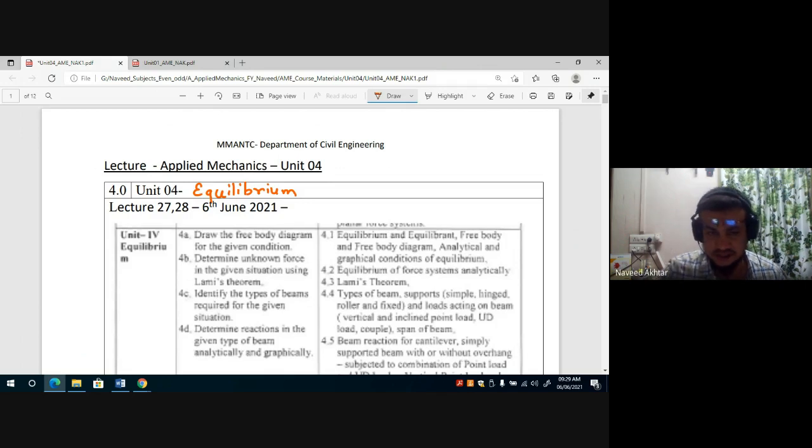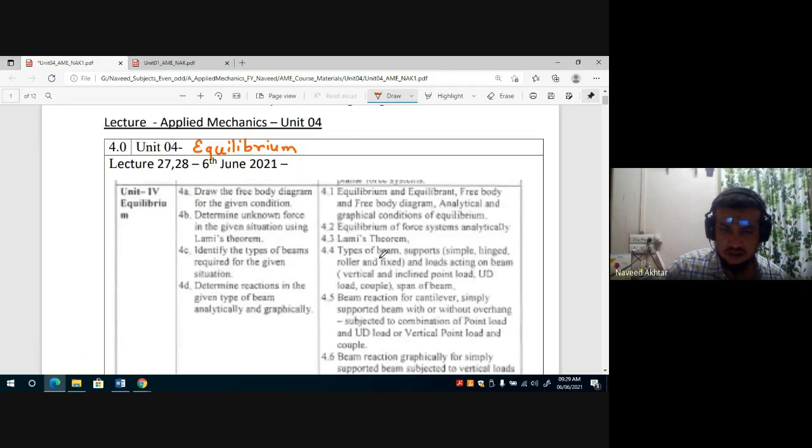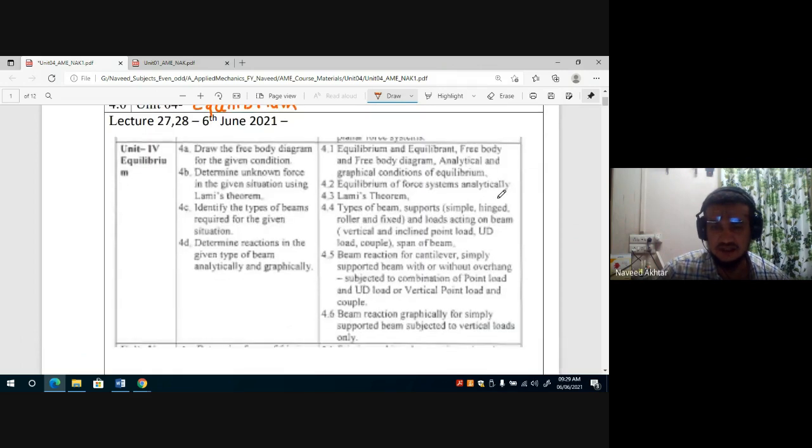In this unit, you will see the equilibrium, free body diagram, analytical and graphical method of equilibrium, equilibrium force system analytically, and the Lami's theorem. Then types of beam, support, simply hinged, roller and fixed, load acting on the beam, vertical and inclined, point load, UDL, and couple span of the beam.